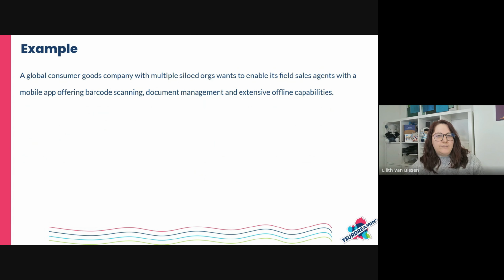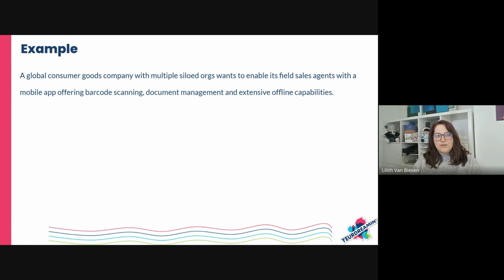So going with an example, if we take a very, very small context, a very, very small setting, so not like our CTA scenario, it is a lot smaller. We have a global consumer goods company. They have a ton of siloed orgs, and they want to enable their field agents by having a mobile app which can offer barcode scanning as well as document management, and also has extensive offline capabilities.